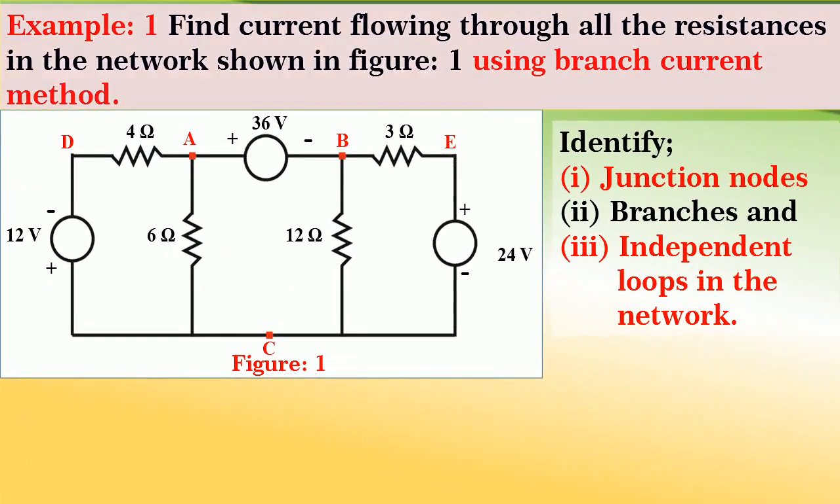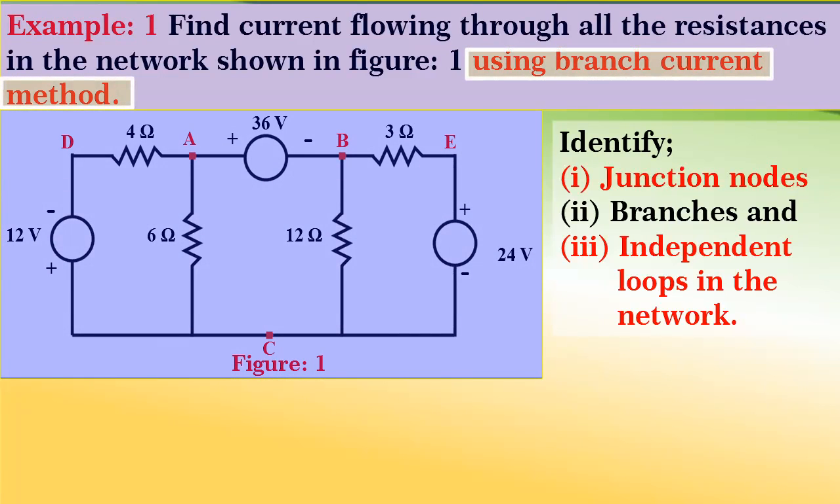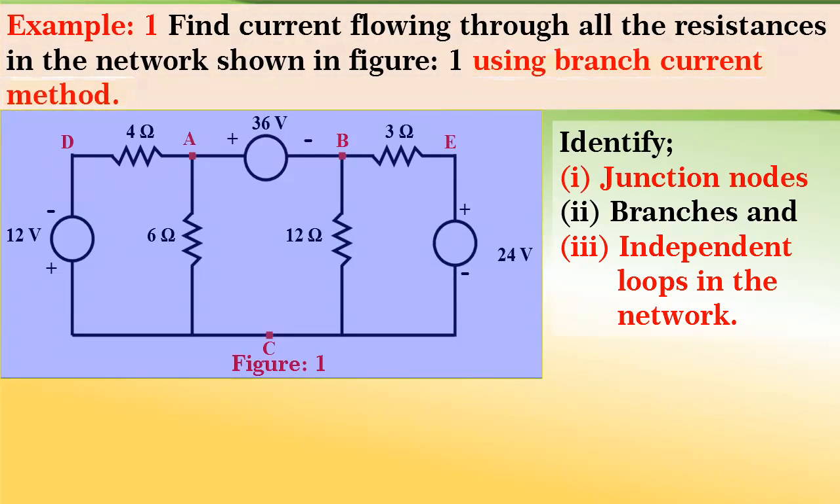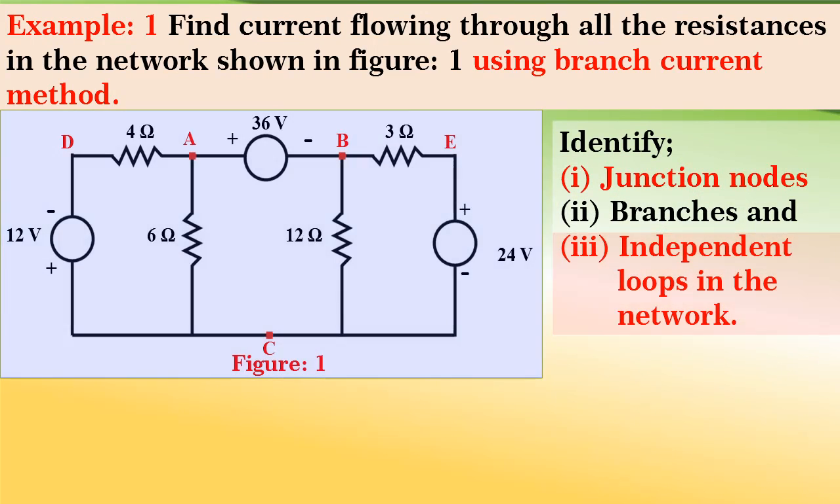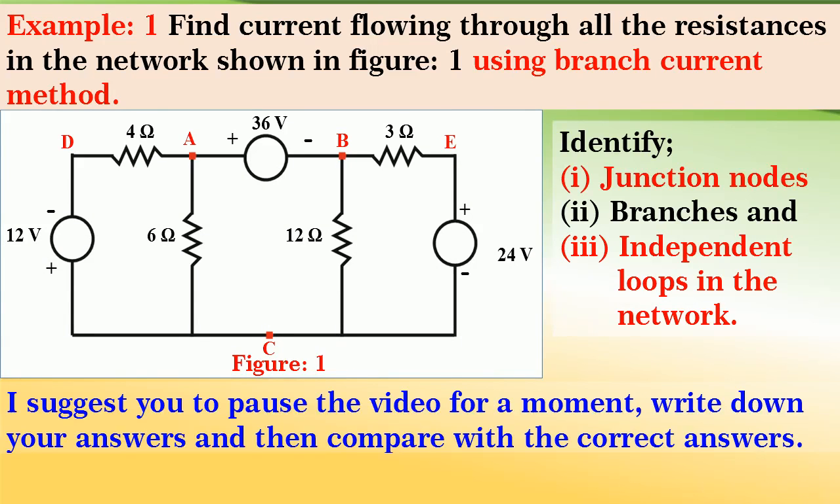Now, let's take a simple example to find current flowing through all the resistances in the network shown in figure 1 using branch current method, for which we have to identify the junction nodes, branches, independent loops in the network before we start solving the network. I suggest you pause the video for a moment, write down your answers and then compare with the correct answers.